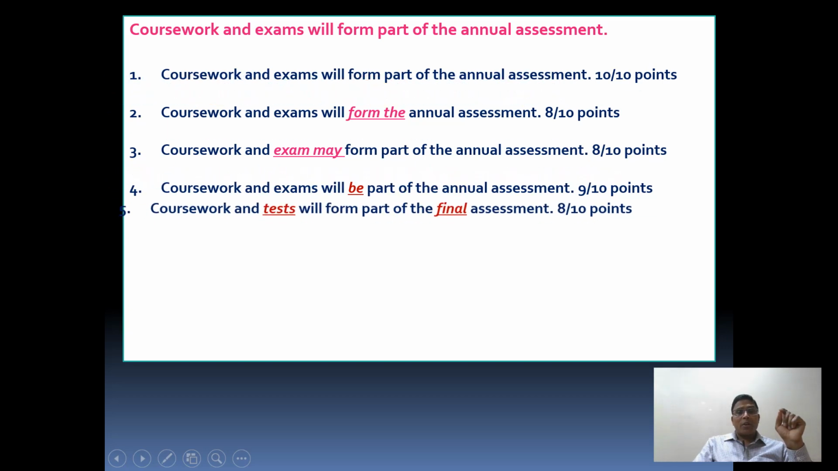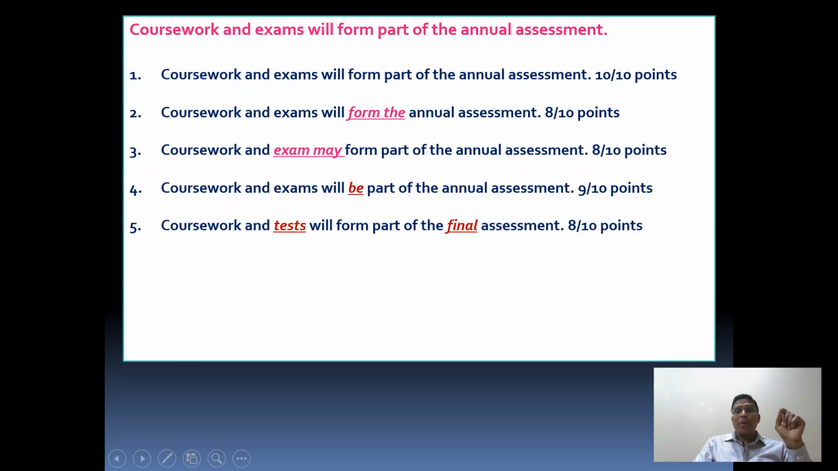And if you look at the fifth scenario, coursework and tests will form part of the final assessment. Maybe you could not remember "annual," but you know that there is a word and you replaced it with some other word. That's fine. But "final" may be looked upon as a spell mistake, so you will not get a point for that word. "Tests" also will be looked upon as a spell mistake, but you replaced those words with other words because you know that there is a word and it is a grammatically right sentence. But for "tests" and "final," these two words you will not get points from the spell perspective. The rest of the words you'll get. So 8 words are correct, so we get 8 points.